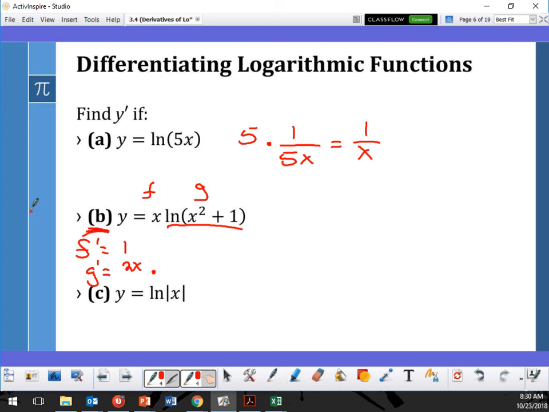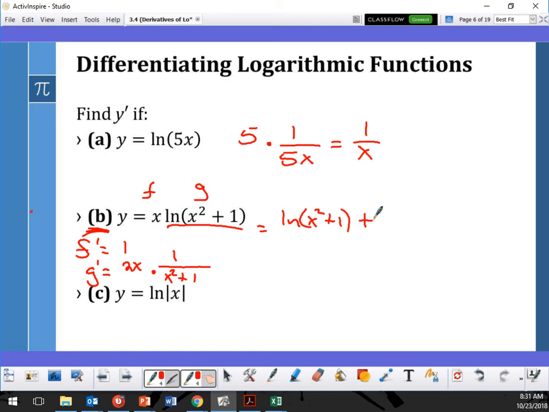There we go. Alright, 1 over x squared plus 1. Right? So we have all that. So now let's do the product rule off of it. So it's going to be f prime g, so it's going to equal ln of x squared plus 1 plus g prime f, right?